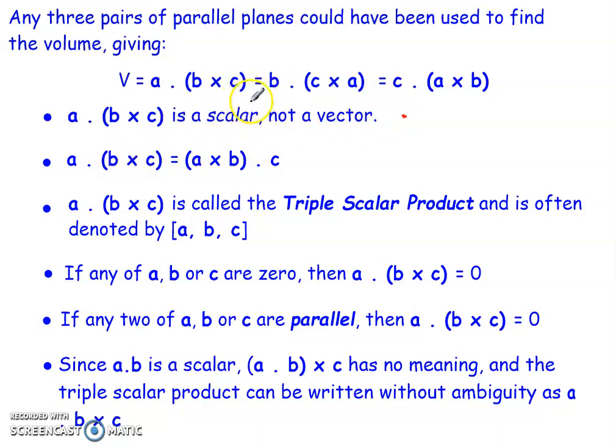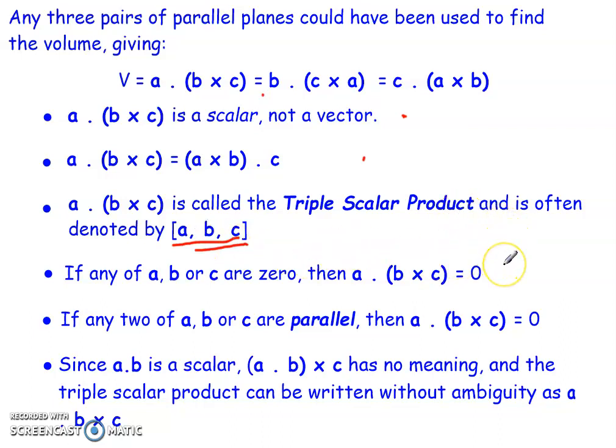Second thing here, similarly to what we've got up here, A dot B cross C is the equivalent of A cross B dot C. So we get the same answer regardless of which order we take it in. And overall, as I've mentioned as well, we call this the triple scalar product. It's often denoted using this notation here, the square brackets, A, B, C.